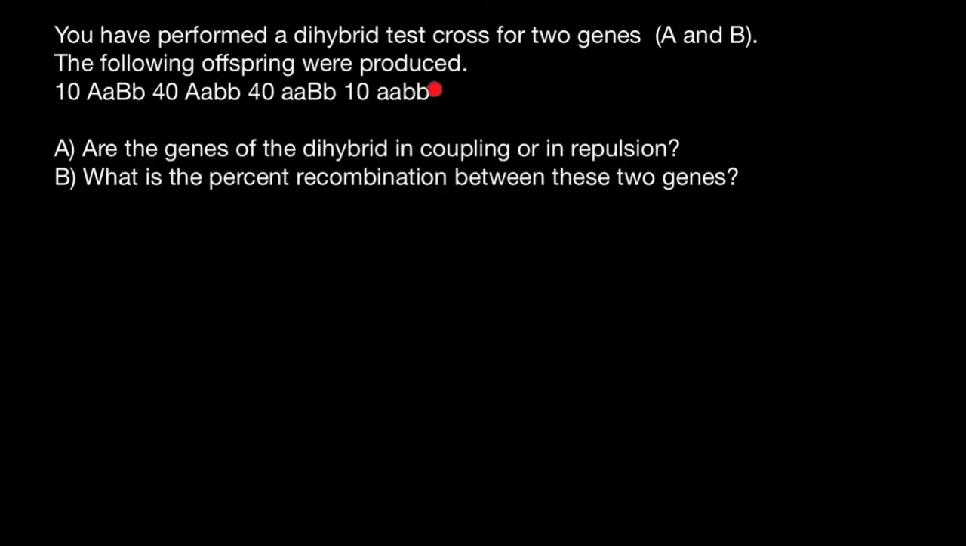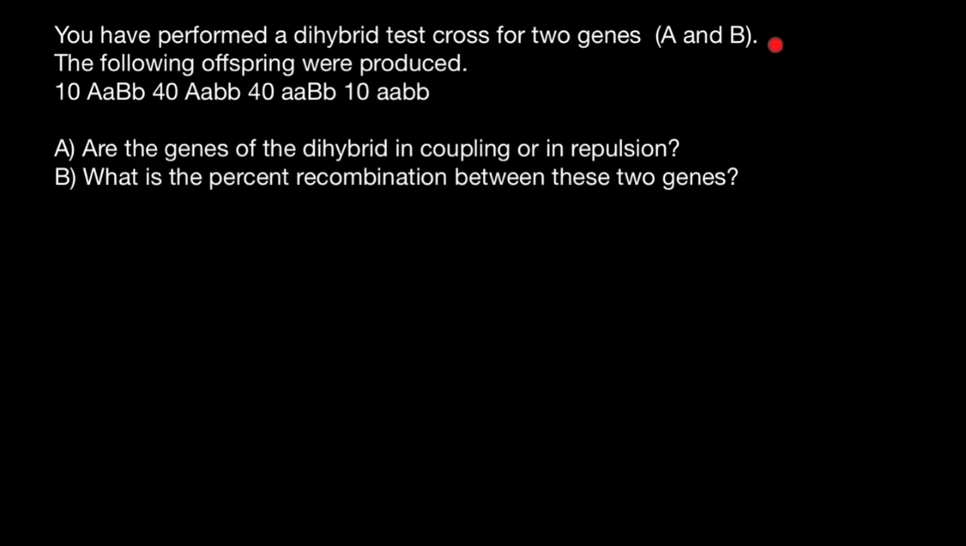First of all, let's check the ratio that we have here: 10 to 40 to 40 to 10. If genes A and B were on different chromosomes, then we would get a 1 to 1 to 1 to 1 ratio, or 25%, 25%, 25%, and 25%. Because some genotypes are more frequent than others, we can say that genes A and B are on the same chromosome.